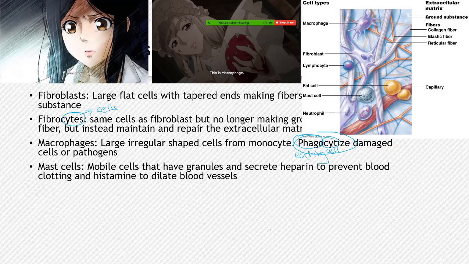Then there's something called mast cells. Mast cells are mobile cells, and they're part of our immune system by secreting some heparin. And heparin is going to prevent blood from clotting. If you prevent blood from clotting, it's going to allow more blood to get to this area. It's going to also release histamine to help dilate the blood vessels.